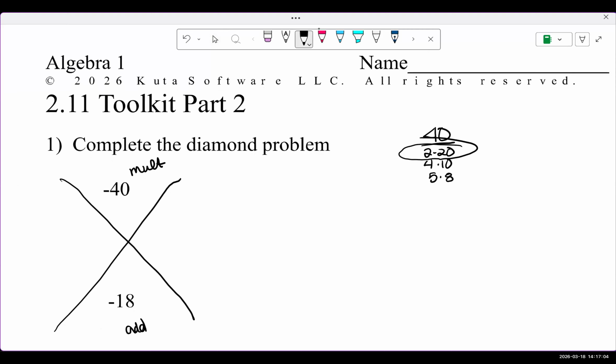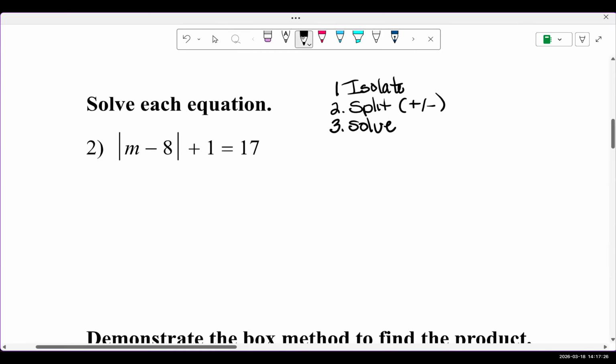So we're going to use this. So if I want a negative 18, the 2 has to be positive and the 20 has to be negative. Now, those two could switch as long as the 20 is negative and the 2 is positive.